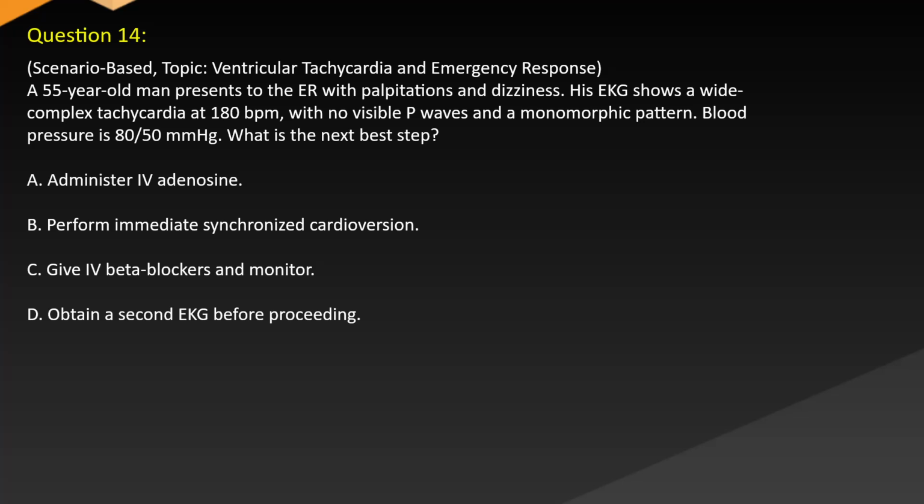Question 14. Scenario-based. Topic: ventricular tachycardia and emergency response. A 55-year-old man presents to the ER with palpitations and dizziness. His EKG shows a wide complex tachycardia at 180 bpm with no visible P waves and a monomorphic pattern. Blood pressure is 80/50 mmHg. What is the next best step? A. Administer adenosine. B. Perform immediate synchronized cardioversion. C. Give beta blockers and monitor. D. Obtain a second EKG before proceeding.